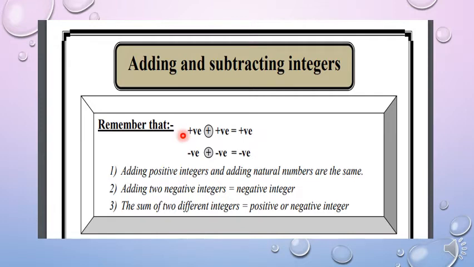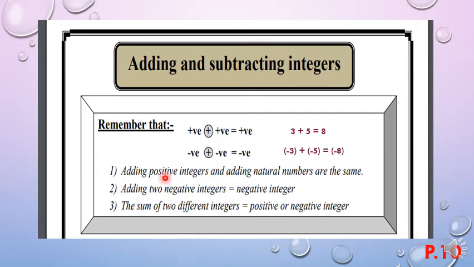Remember that positive plus positive equals positive. Example, 3 plus 5 equals 8. Positive number plus another positive number, the result is a positive number. Negative plus negative equals negative. Negative 3 plus negative 5, the result will be negative 8.